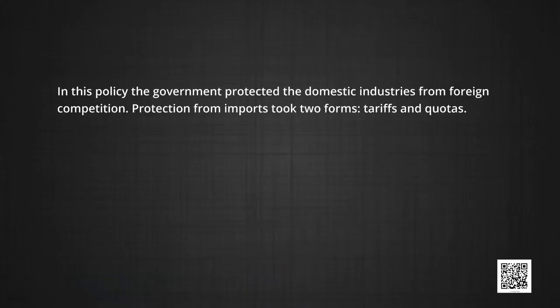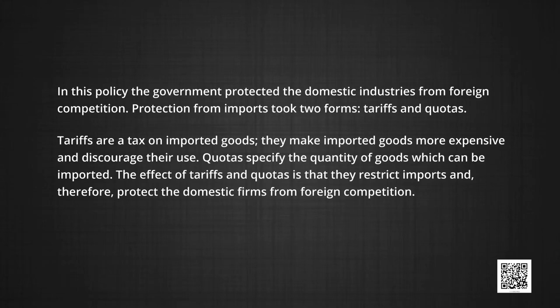Another major feature of India's foreign trade policy was protection to domestic industries. In this policy, the government protected the domestic industries from foreign competition. Protection from imports took two forms, tariffs and quotas. Tariffs are a tax on imported goods. They make imported goods more expensive and discourage their use. Quotas specify the quantity of goods which can be imported. The effect of tariffs and quotas is that they restrict imports and therefore protect the domestic firms from foreign competition.